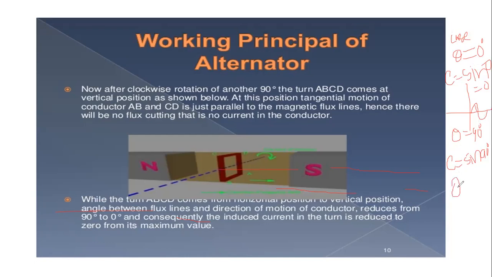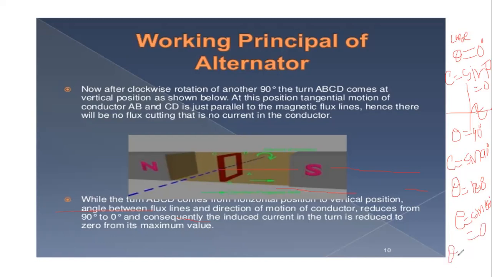Next consideration, theta is equal to 180 degrees. At this position, E is equal to sin 180 degrees. Then we obtain the 0 value.